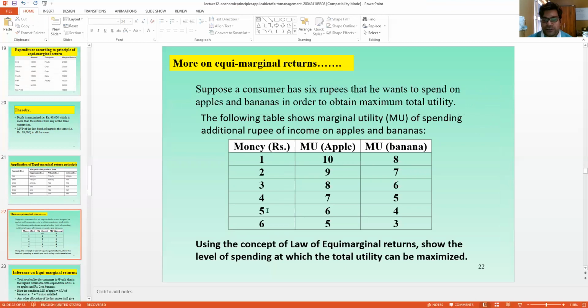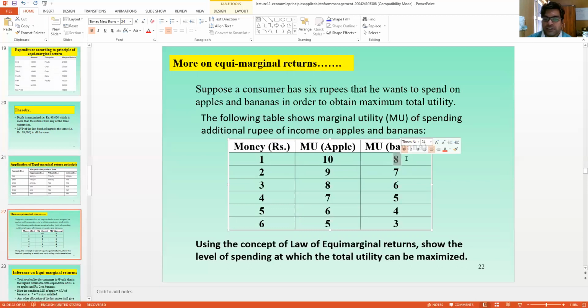So this is the marginal utility. The consumer has got 6 rupees. He is applying 1 rupee at a time. First rupee, second rupee, third rupee, fourth rupee, fifth rupee, sixth rupee. If he is spending the first rupee on apple, he is getting marginal utility of 10 utils, right? Now the same first rupee, if applied to banana, he is going to get satisfaction of 8 utils. Then second, the apple is giving 9 utils, then banana is giving 7 utils.